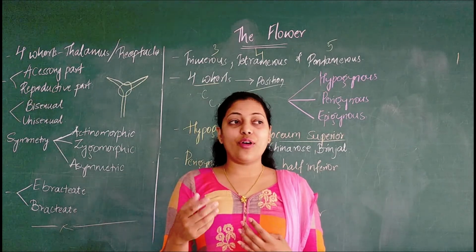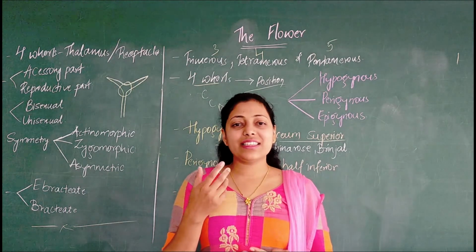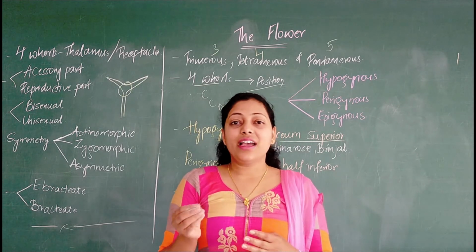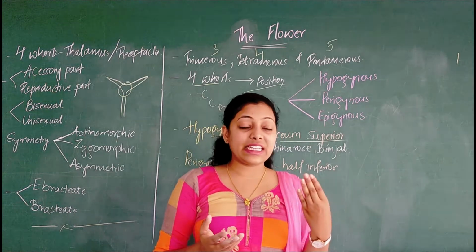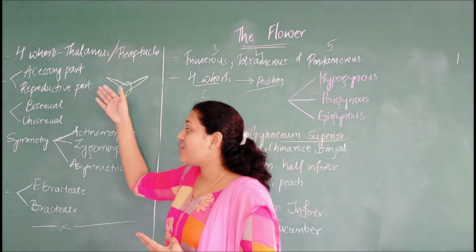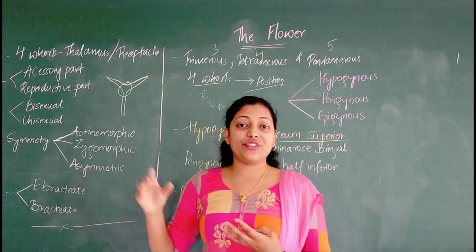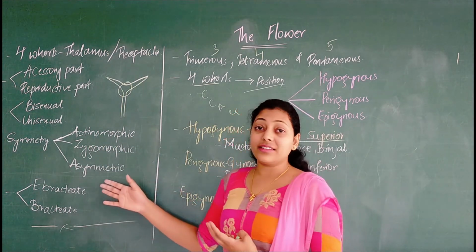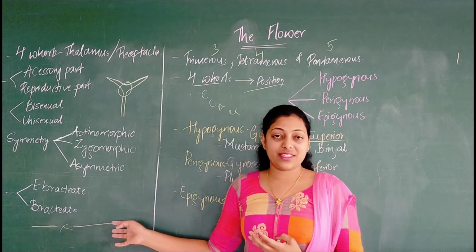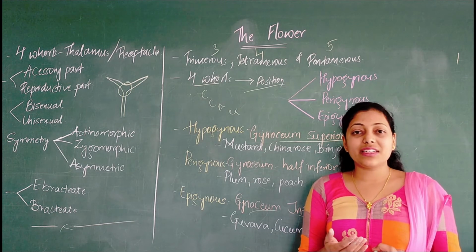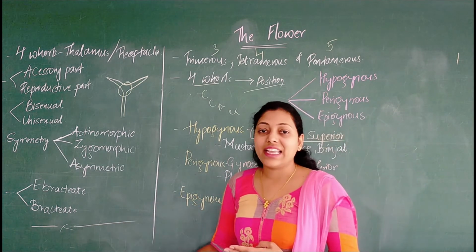So whenever you wander around, just look at the flower. Just by looking at the flower you can say what kind of flower it is. It is either bisexual or unisexual, or it consists of symmetry. Which kind of symmetry? Actinomorphic, zygomorphic or asymmetry. Then does it have a bract or is it ebracteate? On the basis of bracts you can say it is bracteate. If it doesn't have a bract you can say it is ebracteate.